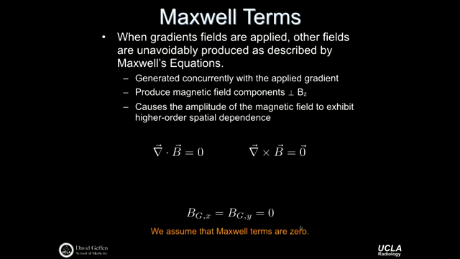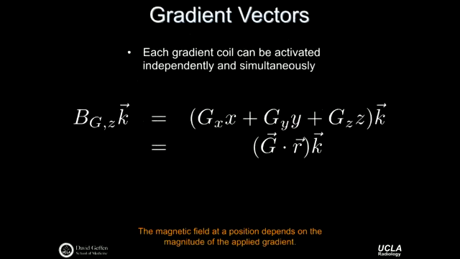We're going to assume that these Maxwell terms are just zero. But if you were wondering to yourself how we could possibly generate such a field, we can't actually do it. I said this several times before, but each gradient coil can be activated independently and simultaneously. So they're all under different current control. They're all controlled separately.